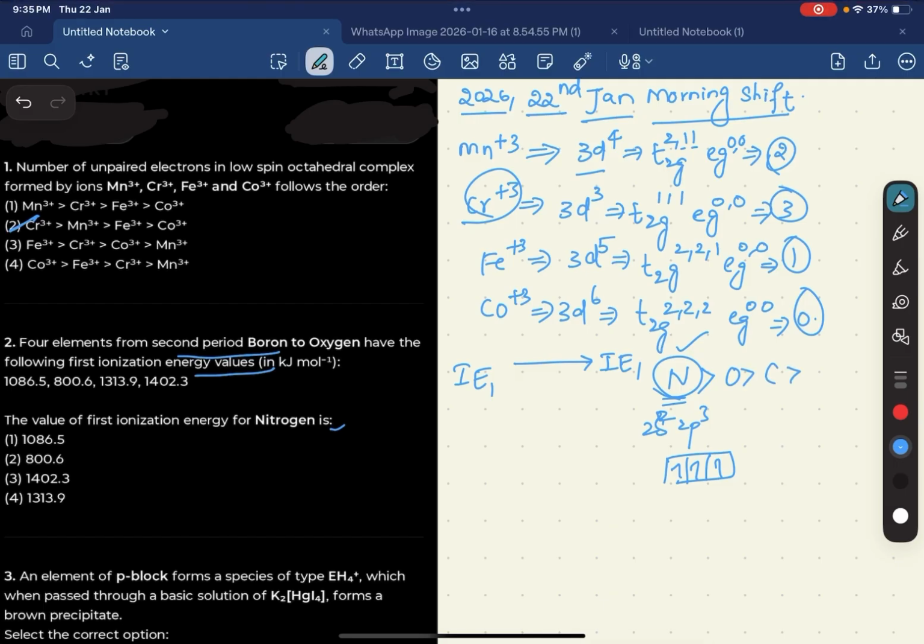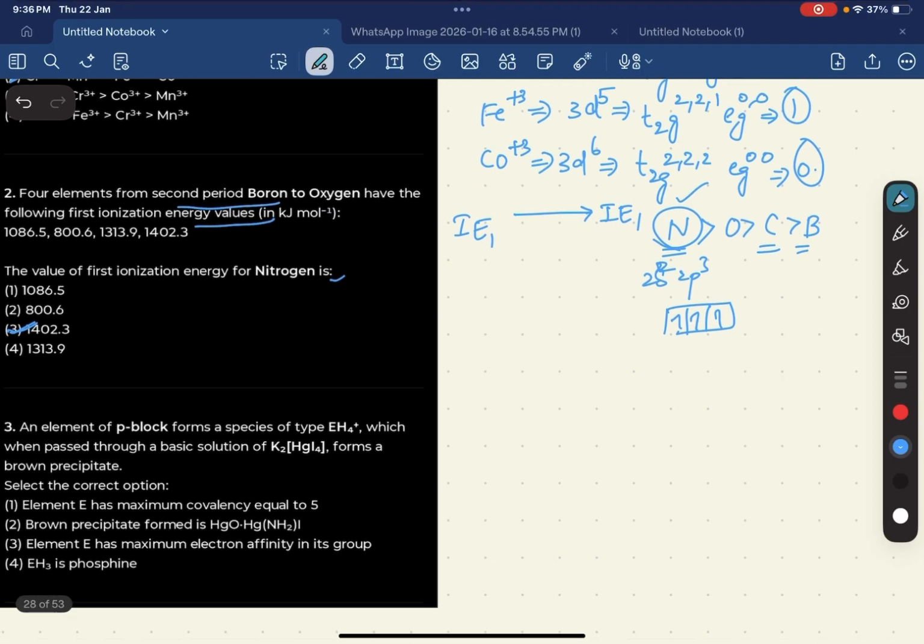In carbon and boron, carbon is higher than boron, because normally from left to right it will increase. So accordingly the answer is 1402. Coming to next.